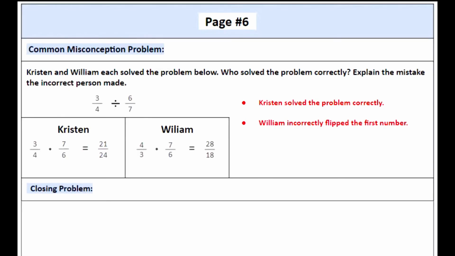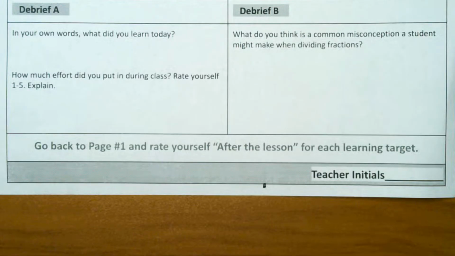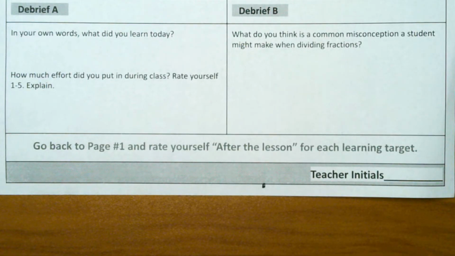All right, so for our common misconception problem, Kristen solved the problem correctly. William incorrectly flipped the first number. So remember, we always keep the first number, multiply, flip the second number. This video isn't going to go over our closing problem, but I want you to take a look at the bottom of our page where it says debrief. Take a look at the bottom of page 6.